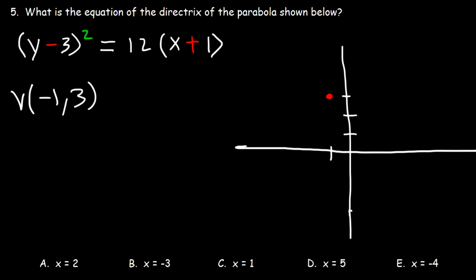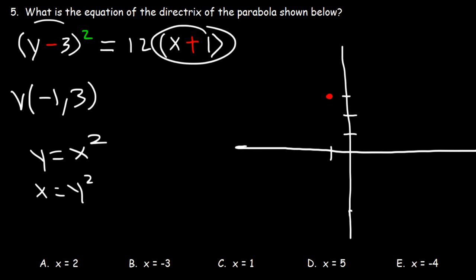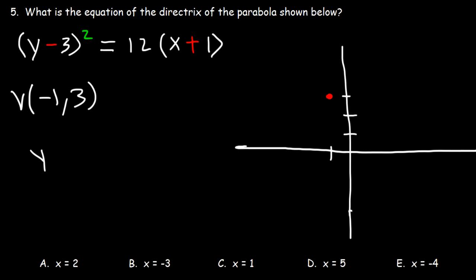Now, for this particular parabola, will it open towards the right, towards the left, up, or down? What would you say? If it's y equals x squared, it's going to open up or down. But if it's x equals y squared, left and right. Here we have an x, here we have a y squared. So it's either to the left or to the right. Now, because it's positive 12 instead of negative 12, it's going to open towards the right.